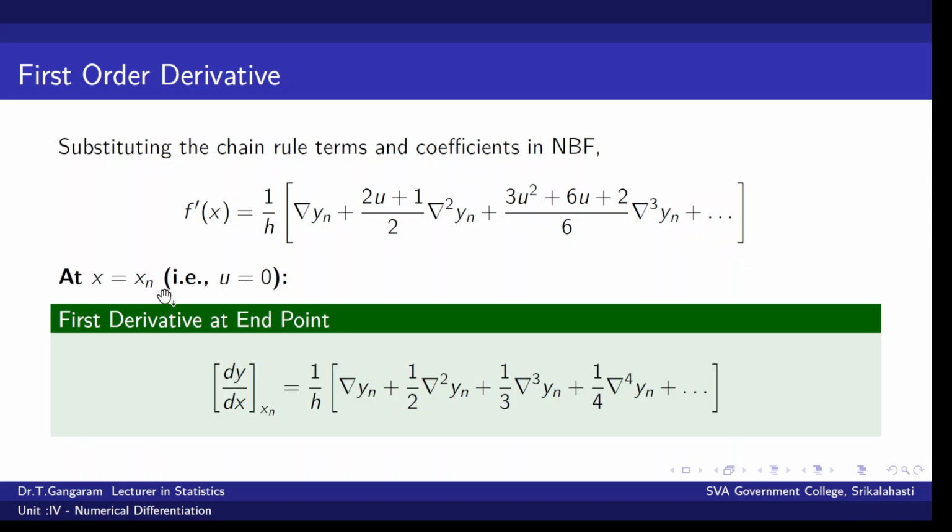At x is equal to xn, at the ending point, u becomes 0. Now the first derivative at x is equal to xn is 1 by h into [nabla yn plus 1 by 2 nabla square yn. In these terms, u becomes 0, 2 by 6 is 1 by 3 nabla cube yn, plus 1 by 4 nabla power 4 yn]. You need to remember this expression. It is the first derivative of Newton backward formula at x is equal to xn.